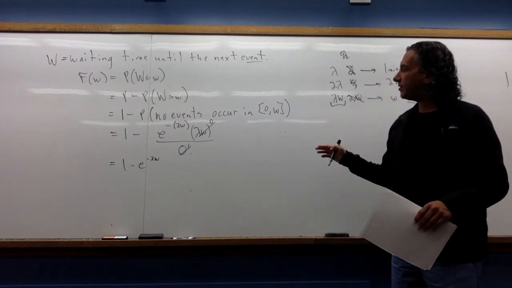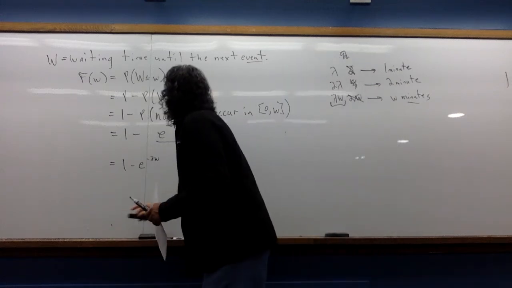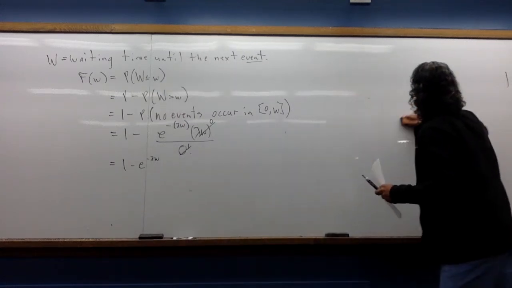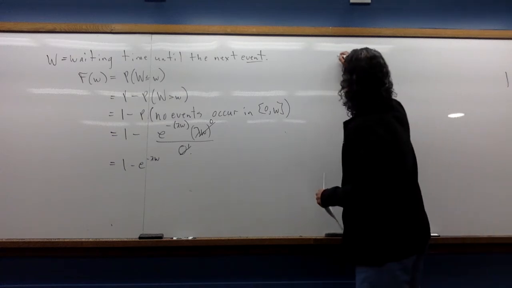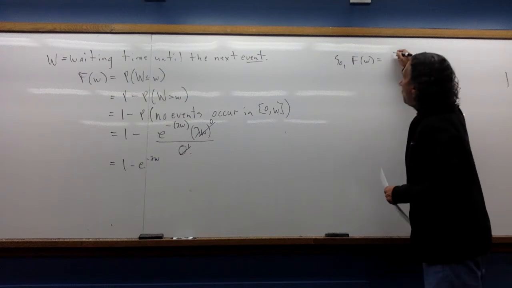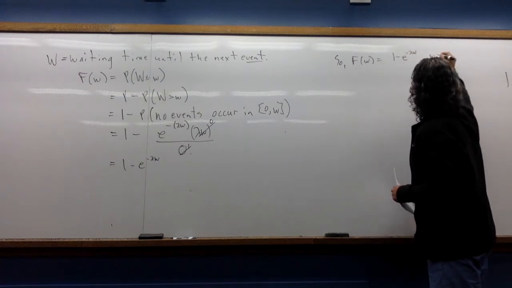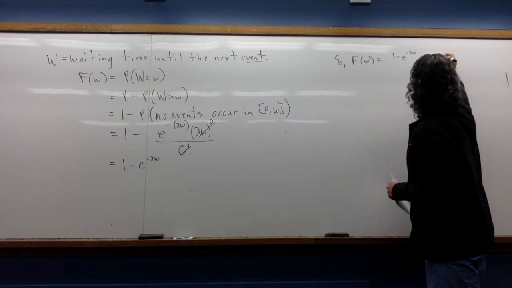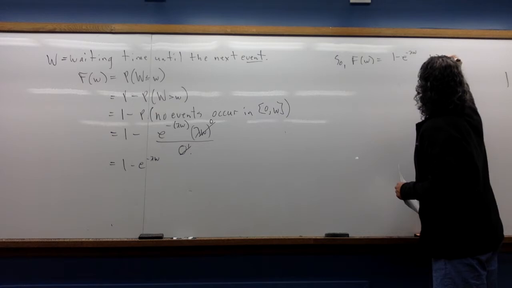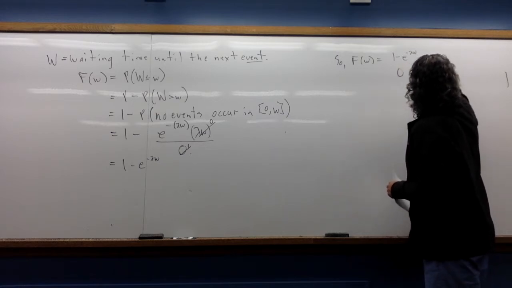And let me be clear about this. Big F of W, this one's interesting. Let's write it up here. So I guess we have big F of W is 1 minus e to the minus lambda W if W is bigger or equal to 0. And it's going to be 0 if W is less than 0.